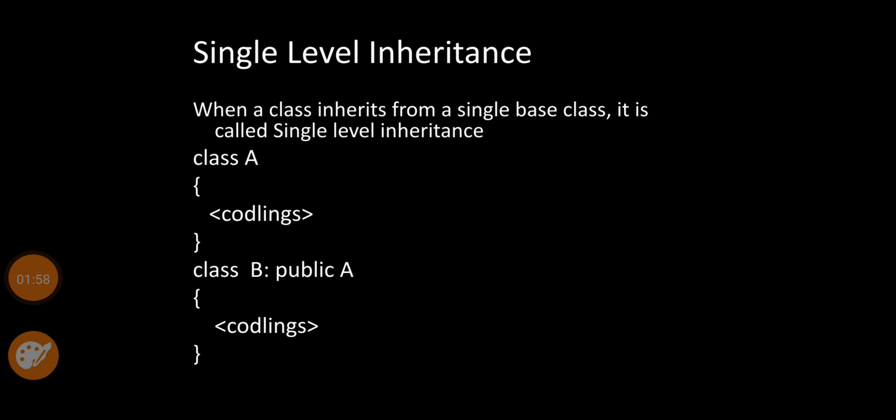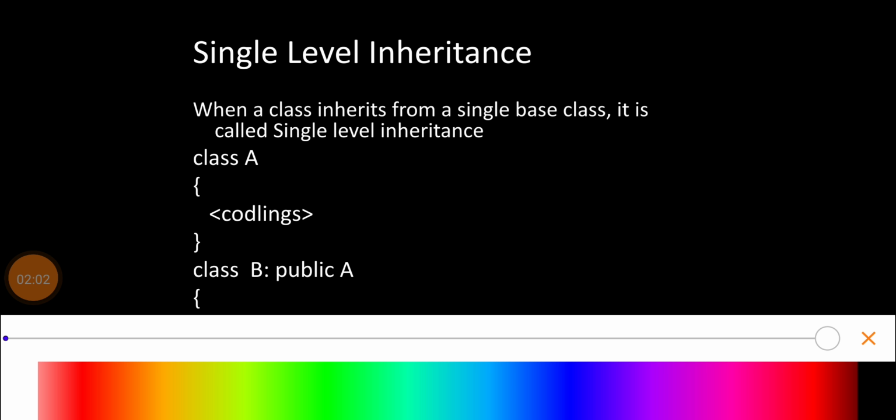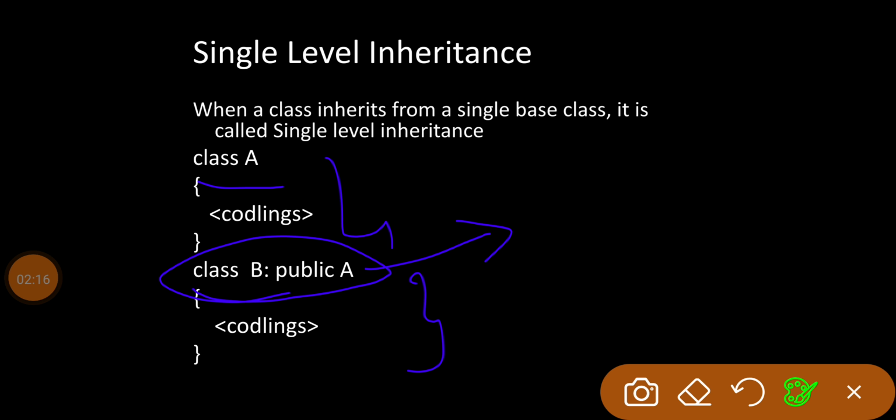So in this program, in this coding, there are class A and class B. Class B inherits class A. Look at this: class B, public A. The meaning of this line is class B can use the property of class A. So A is the superclass, B is the subclass.